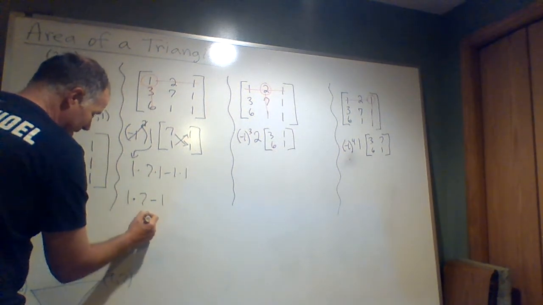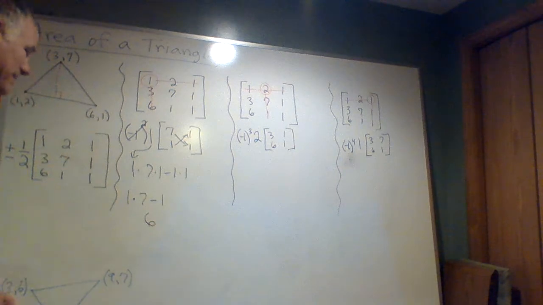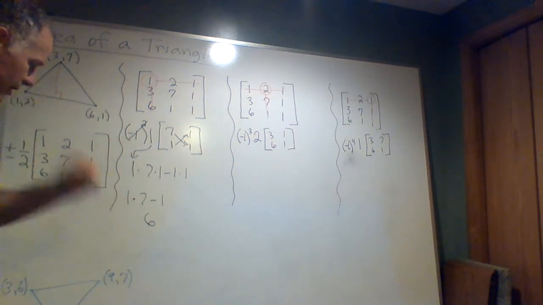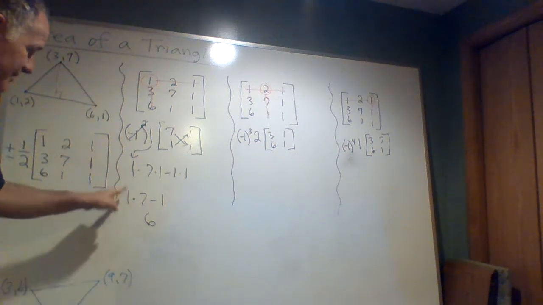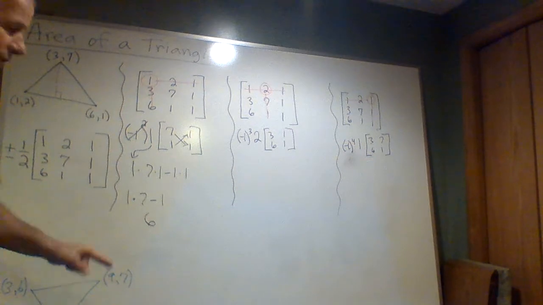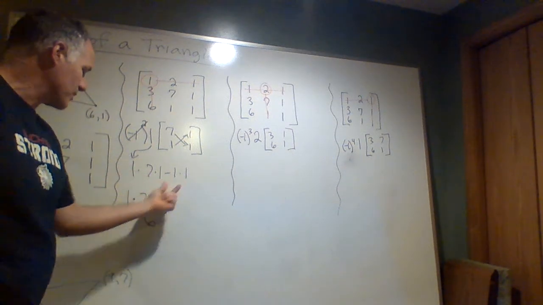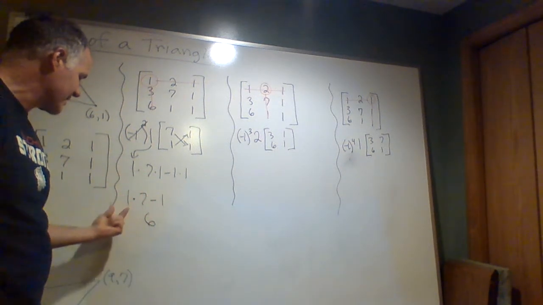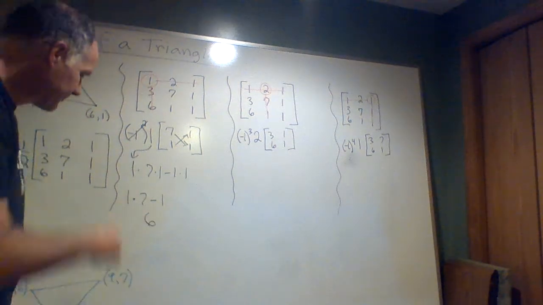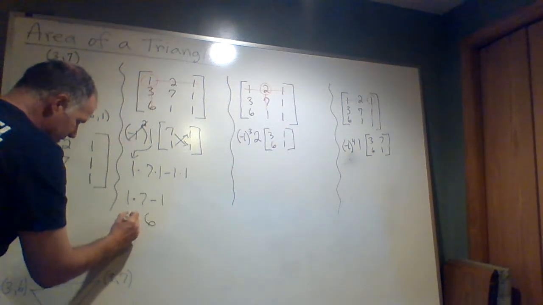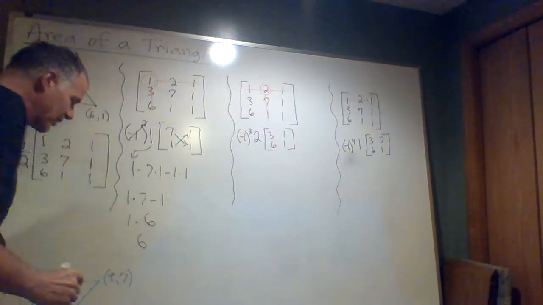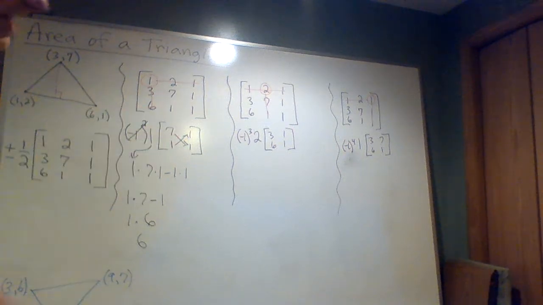6 times that 1. Okay, I know it looks like a lot, but this first column, that determinant, makes a 6. So again, 7 times 1 minus 1 times 1. Remember, we did that on the very first video. 7 times 1 minus 1 times 1. 7 minus 1 is 6. Now that 1 in front, 1 times 6 really doesn't do anything. I mean, I can put the 1 there. 1 times 6.